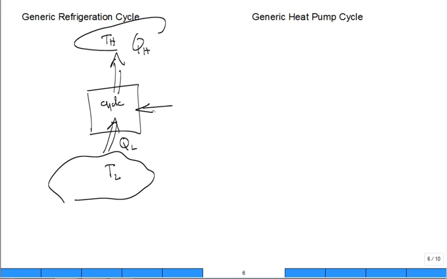What do you have to do? You have to supply work. You're not going to be able to have a refrigeration cycle run and sell electricity back to CPS. Just the opposite. You have to purchase electricity from CPS. True? And so now you have an energy balance. This energy balance says I have two ins, QL plus the work of the cycle, and I have one out, QH. Or in rates, Q dot L plus W dot cycle equals Q dot H. Either one works, but it's the energy balance.